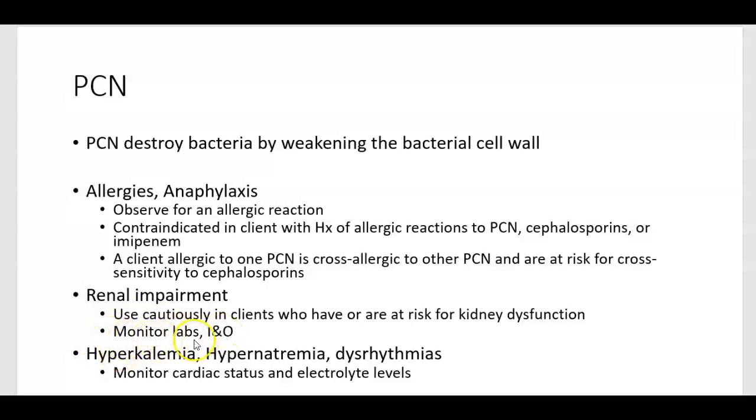Monitor labs. Which lab values are we watching for renal or kidney function? Hopefully you're saying the serum creatinine as well as BUN, right? Glomerular filtration rate. Those are lab values that tell us about kidney function, and you want to know those normal lab values. High doses of penicillin G potassium can cause hyperkalemia, which can then cause dysrhythmias. So patients receiving high doses of penicillin G potassium, we want to monitor cardiac status and electrolyte levels.